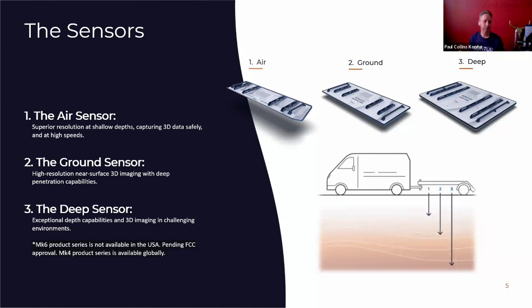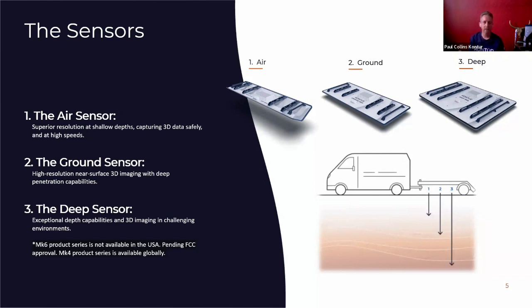We have 3 parts to this. We have an air sensor, which is designed to be lifted away from the surface of the road, which enables us to collect data at higher speeds. This can be collected at posted road speeds. Okay, so obvious advantages there.